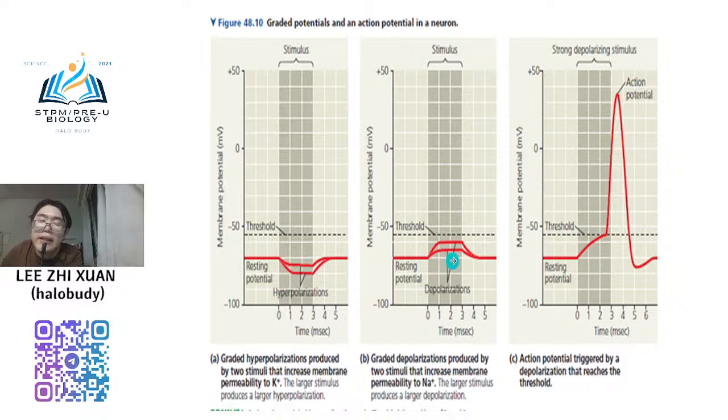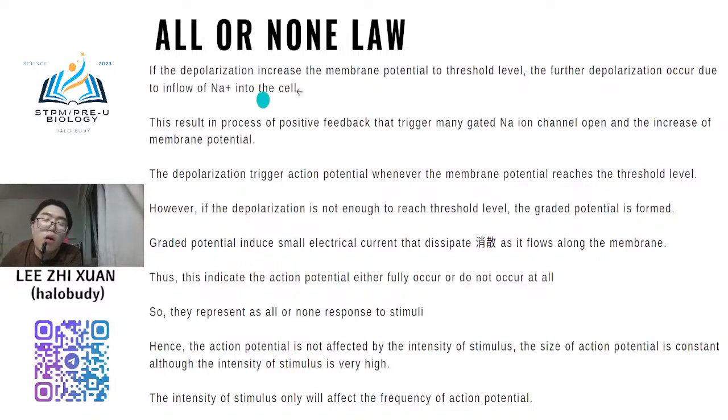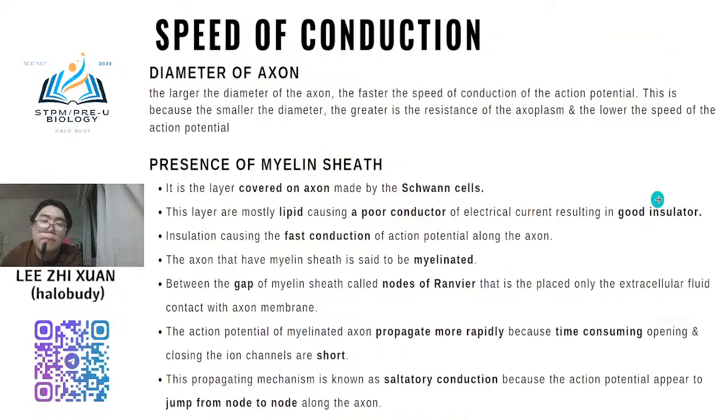Okay, so it will directly go to the resting state. So no action potential will occur. This is the all-or-none law. This is the explanation, you can read it yourself. Okay, and then about the speed.